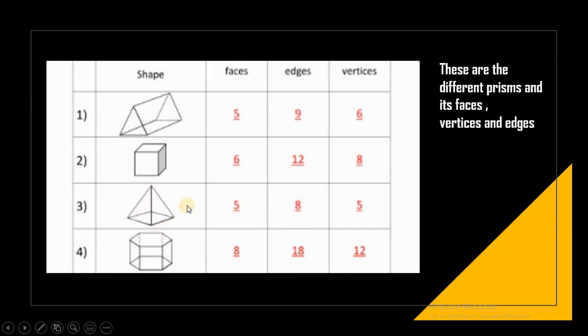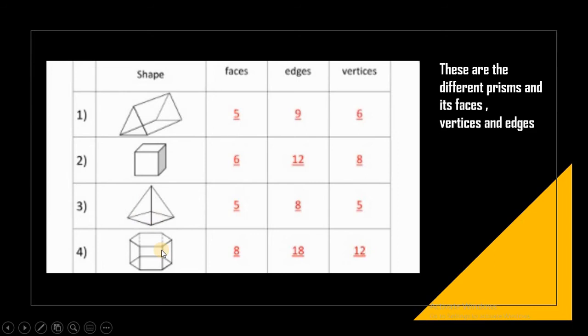This is not a prism because it doesn't have identical ends. It has only one base, as you can see. There are two ends, but only one is 2D and flat. The other is a point at the top. It is not 2D nor flat. So it is not a prism.